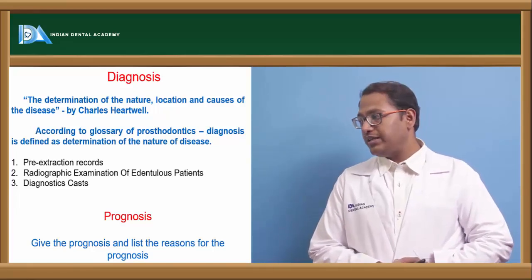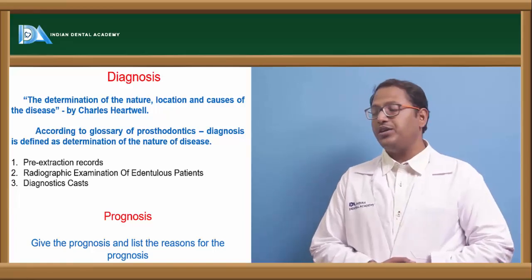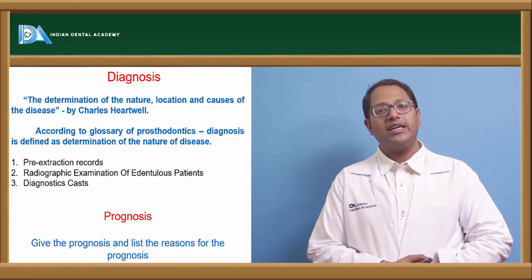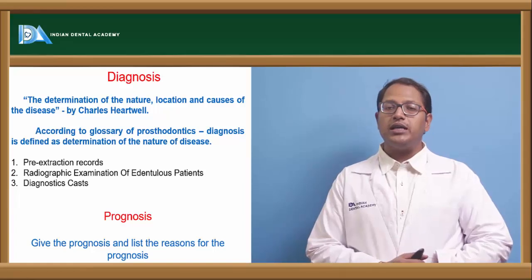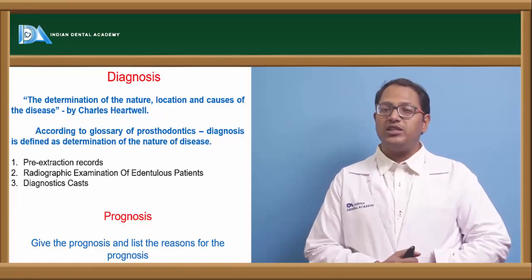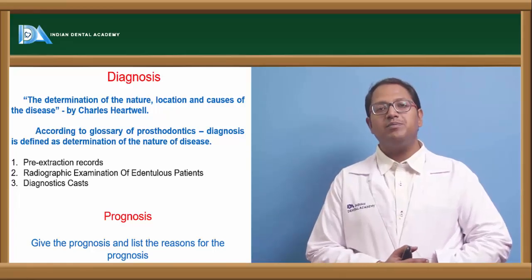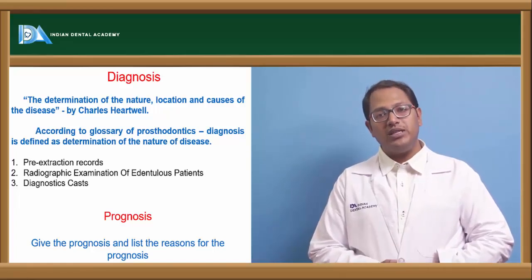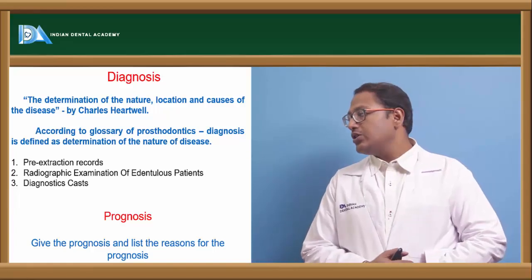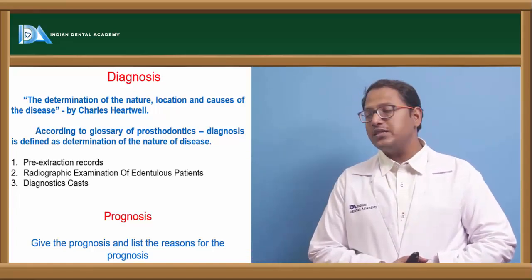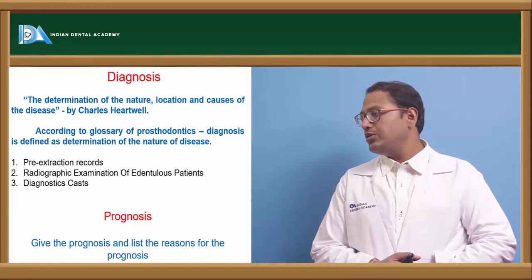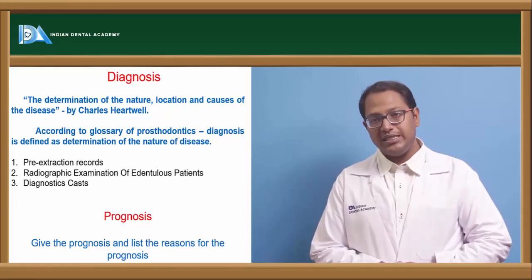You will take pre-extraction records, you will have your radiographs with you, you will have your diagnostic cast. Another beautiful thing you can have is the old pictures of your patient, how the patient's teeth were earlier. Sometimes the patient desires to have the teeth which he already had. So you need to have the earlier photographs or life-size photographs to know what the patient's earlier teeth were.